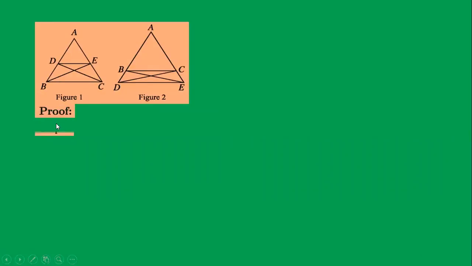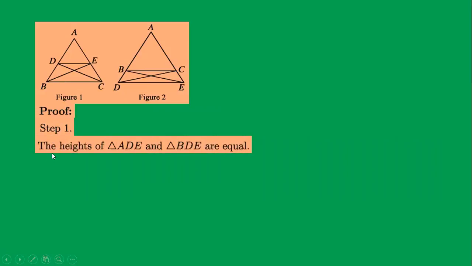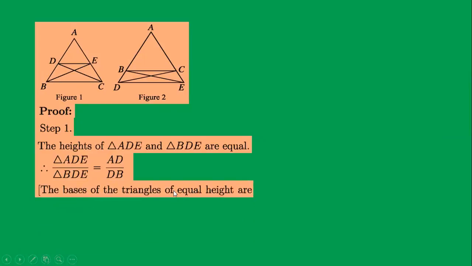Proof. Step 1: the heights of triangles ADE and BDE are equal. So triangle ADE by BDE equals AD by DB. The bases of the triangles of equal height are proportional to their respective areas. Using this, we can write this equation.